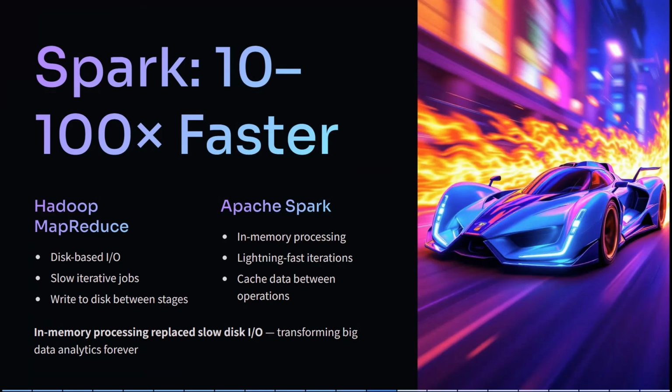The biggest difference is that Spark uses in-memory processing. Instead of writing intermediate results to hard drive, Spark kept the data in RAM as much as possible. This makes Spark 10 to 100 times faster for many workloads, especially ones that repeat operations on the same data. Spark became the new engine for fast big data processing.